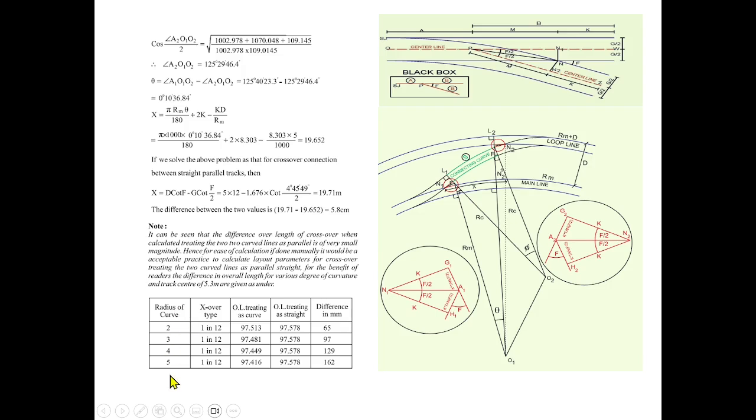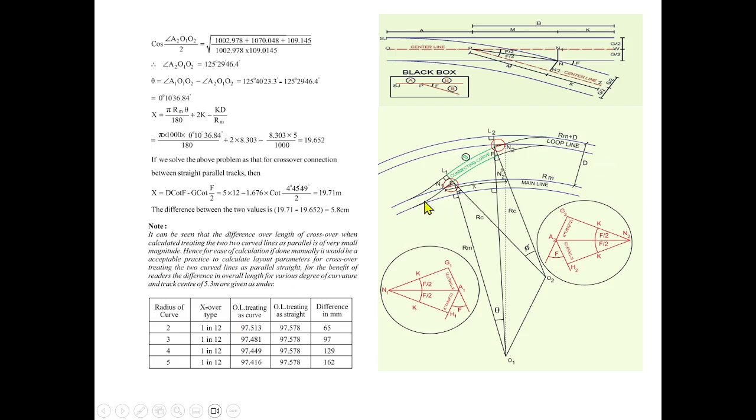And also for various degrees of curve, in case of only 1 in 12 points and crossings introduced in crossovers, they have calculated treating it as a curved parallel track, for 1 degree curve this much, 97.513. But in the case of a straight parallel track, it is 97.578. Only a 65 mm difference is there. Like that for 2 degree, 3 degree, 4 degree, 5 degree, they calculated how much overall length we are getting for curved parallel track and for straight parallel track. The differences are 65, 97, 129, 162. Well, the difference is very meager. That is why we can straight away follow the straight parallel track.